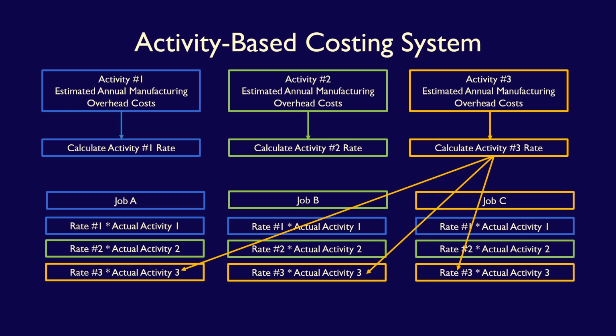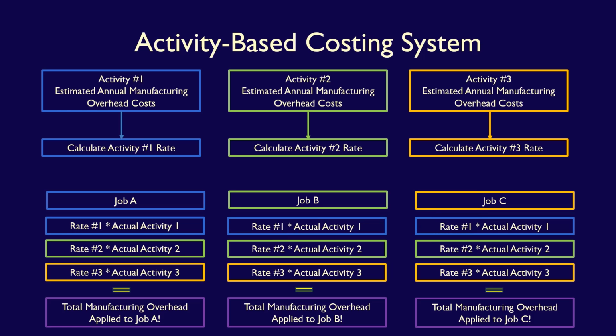Activity 3's rate will be multiplied by the actual cost driver for job A, then job B, then job C. The total cost of using activity 3 will then be added into each individual job, again recognizing the cost of using activity 3 by each job. Added all together, the cost of activity 1, 2, and 3 for each individual job equals the total overhead applied to each job. When we add the applied overhead to the direct materials and direct labor, we get the total cost of each job. This can then be used to determine the price that the organization should charge their customers.